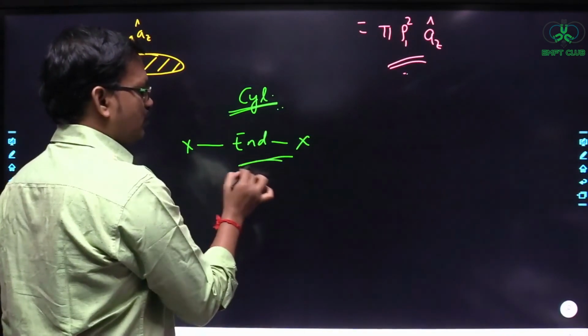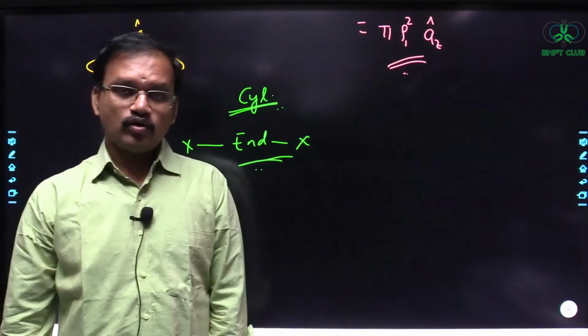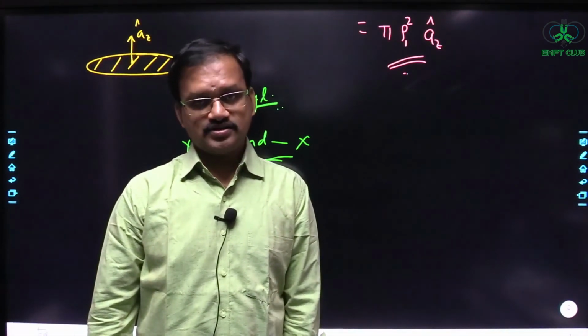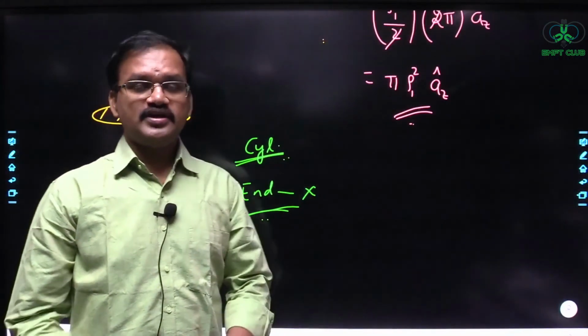So this is the end of the cylindrical coordinate system. In the next lecture we are going to start spherical coordinate systems. I hope this cylindrical coordinate system is crystal clear.